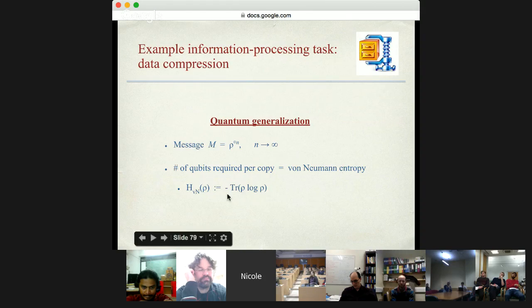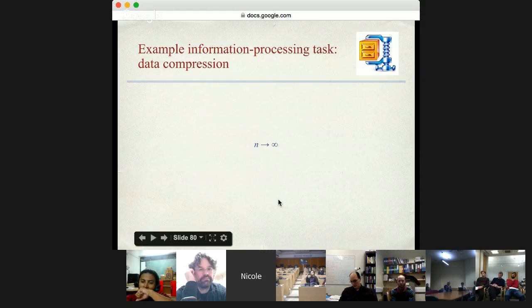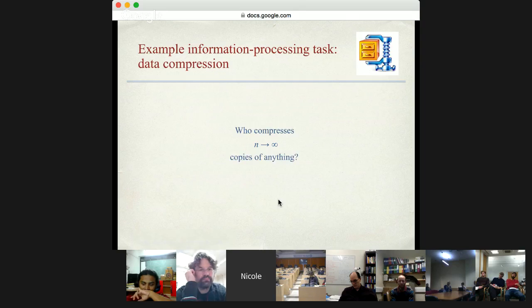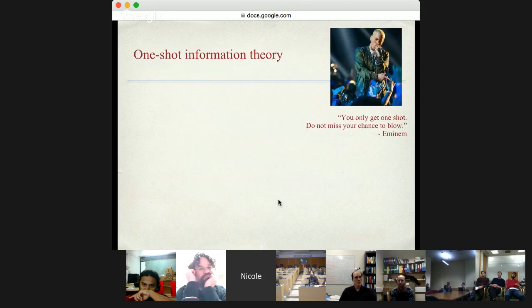The von Neumann entropy is this generalization of the Shannon entropy. That's the efficiency in the n approaches infinity limit. Now, I don't know about you, but I never have n approaches infinity copies of anything. So I'm not sure how very useful this optimal rate is. In fact, sometimes we only have one shot.